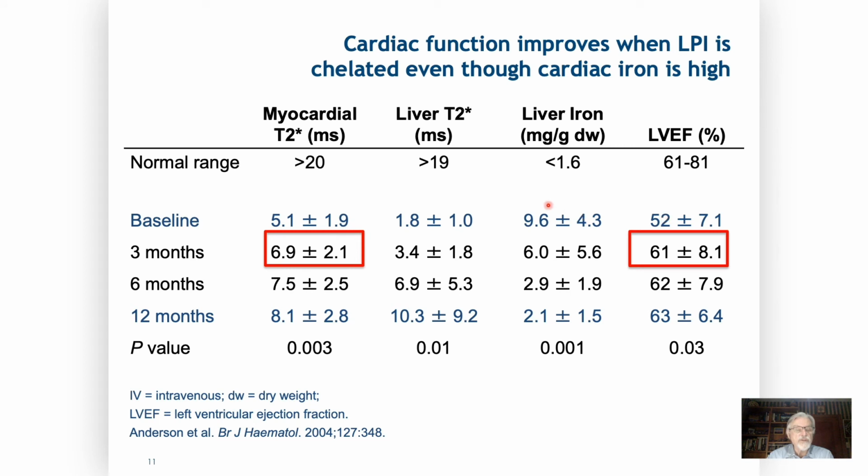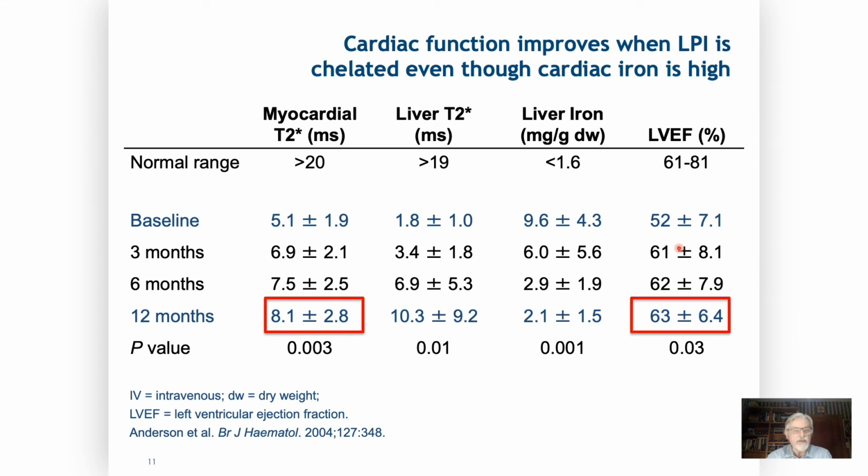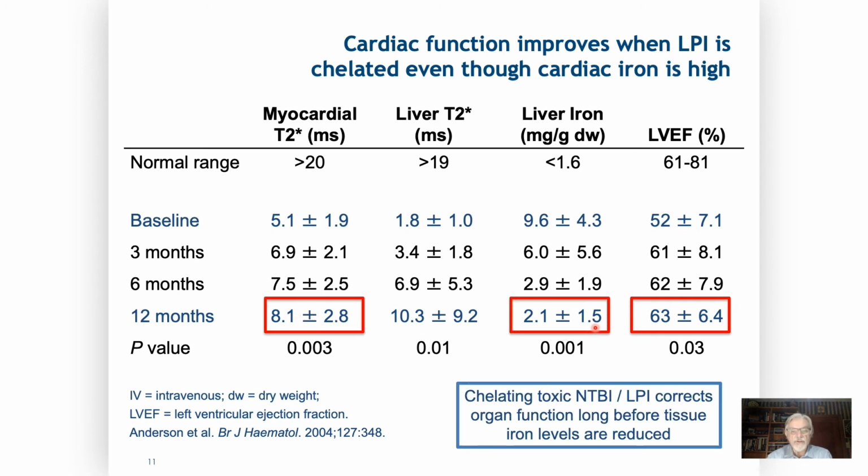Continuous infusion of Desferal, and you can see 3 months later, the T2 star is higher, meaning less iron. A little bit is gone. The liver iron is better. The cardiac function is now normal. Even though the iron is still very high in the heart, the function is normal because you remove circulating toxic iron. And a year later, you see the same thing. You still have very high levels of cardiac iron and normal cardiac function.